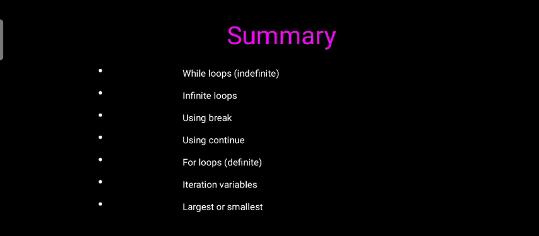In this topic, we have learned about while loops, infinite loops, using the break statement, using the continue statement, another kind of loop that is the for loop, also known as the definite loop, iteration variables, how we use the iteration variable, and a few programs for finding the largest or smallest number.